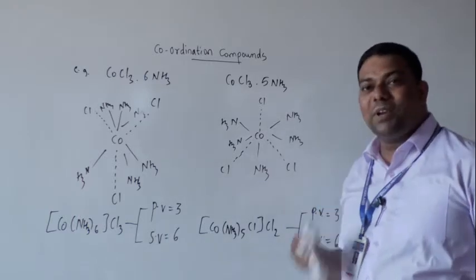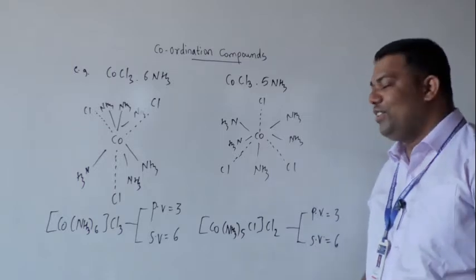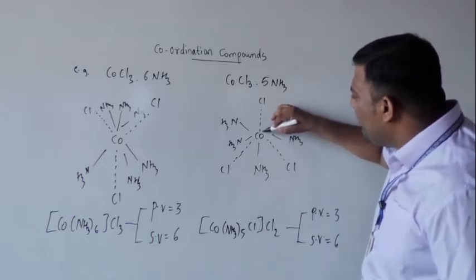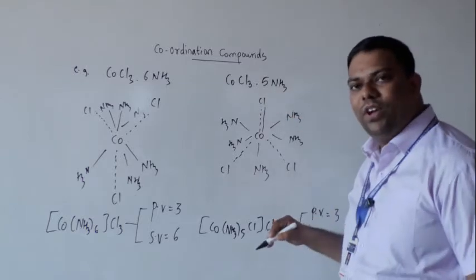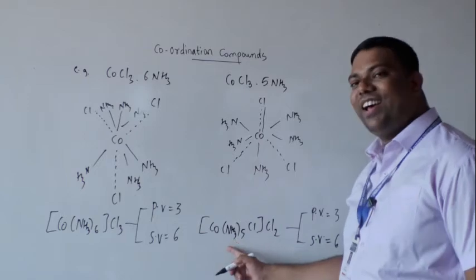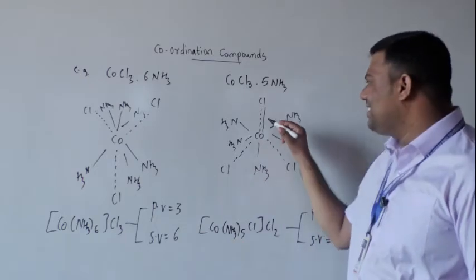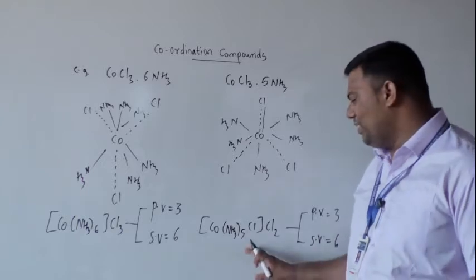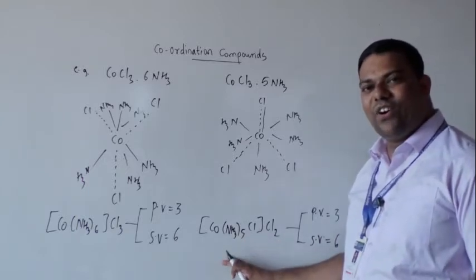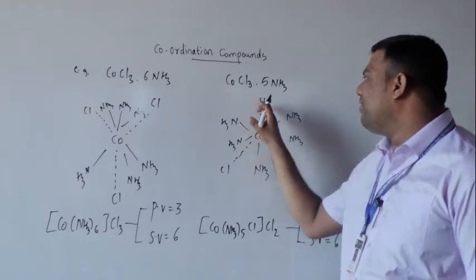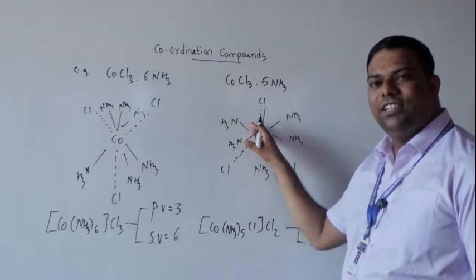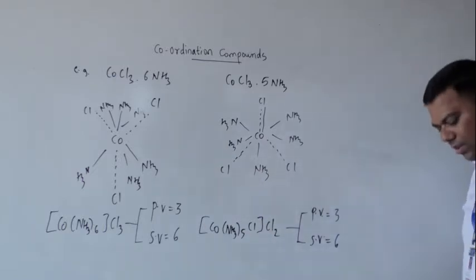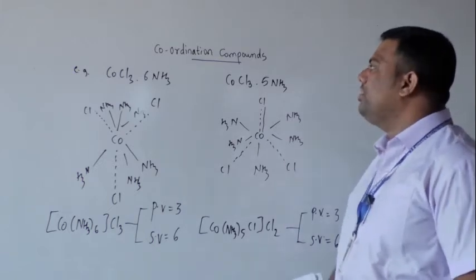Now here is one more remarkable representation. See how we can draw it. Whatever chlorine is in your coordination sphere, we can show it with a solid line also, because this one chlorine is inside your coordination sphere, meaning it can act as both primary valency as well as secondary valency. So that's why we can show it as both solid lines as well as dotted lines. Understood? So these are the things regarding Werner's coordination theory.